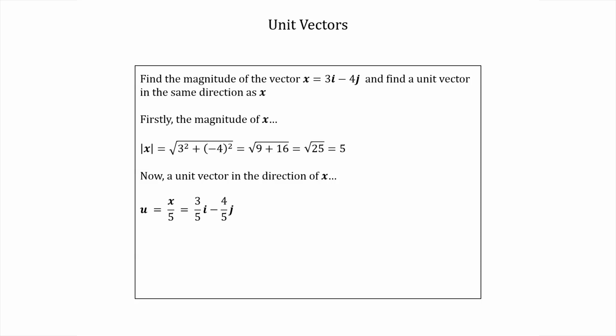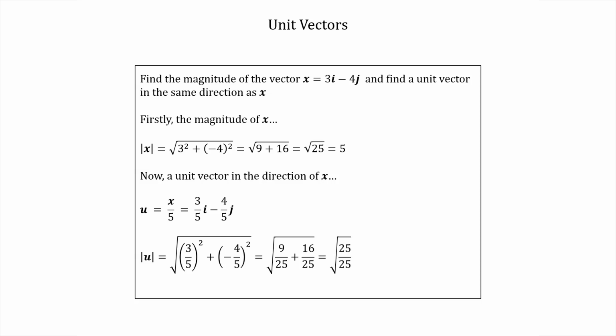So we've answered the question, but let's just do a quick check to ensure we have the right answer. The magnitude of u is equal to the root of (3 over 5) squared plus (minus 4 over 5) squared, which is the root of 9 over 25 plus 16 over 25, which is root 25 over 25, which is indeed 1, as expected.